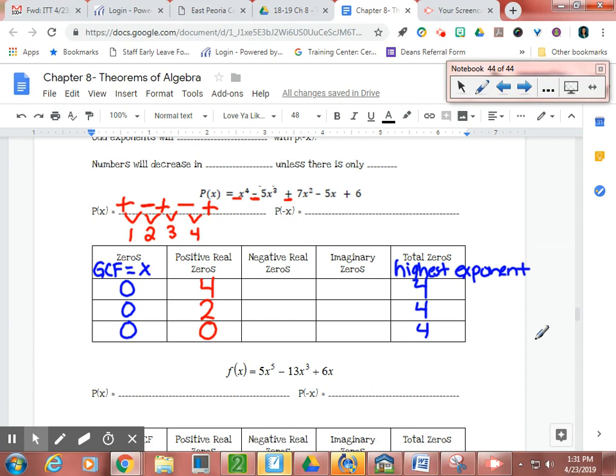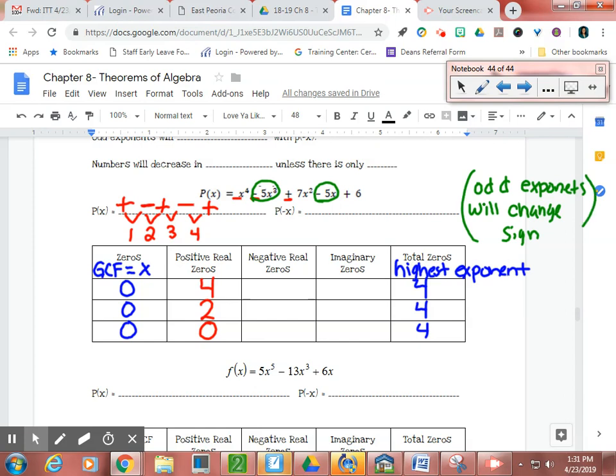So then here's where the negative roots come in. Okay, so I would go up and I would circle everything raised to an odd exponent. Because here's what's going to happen. Odd exponents will change sign. Okay, odd exponents will change the sign. So this one was negative, so it's going to become a plus. This one was negative. It's going to become a plus. So all of the ones that are even are going to stay. So plus, plus, and plus. So all the way across here, you have plus signs. So how many changes are there? There's none. There's 0 roots.